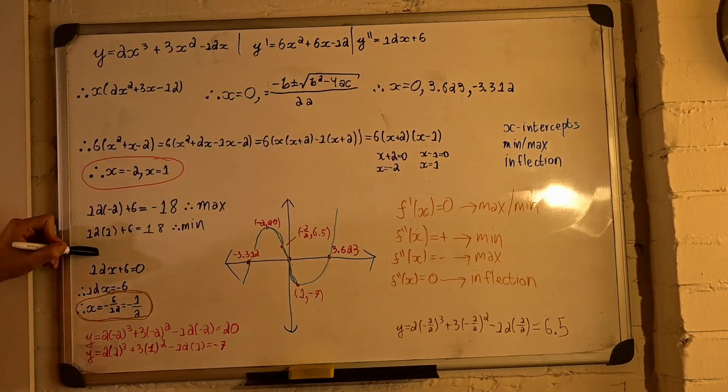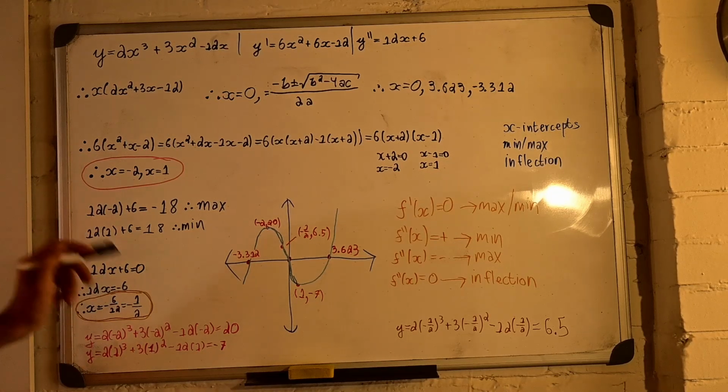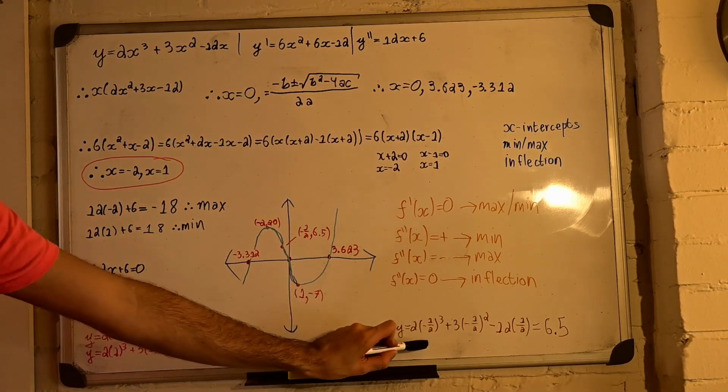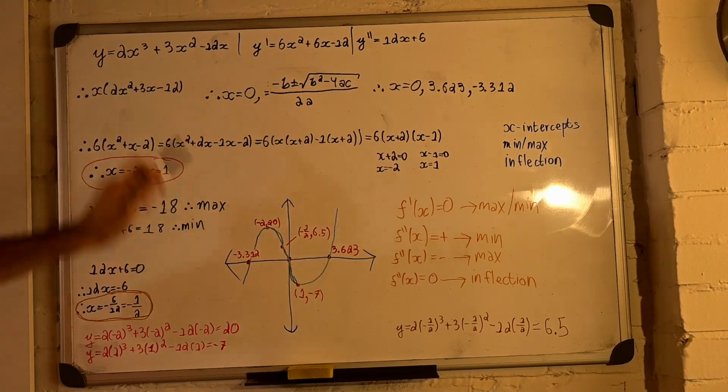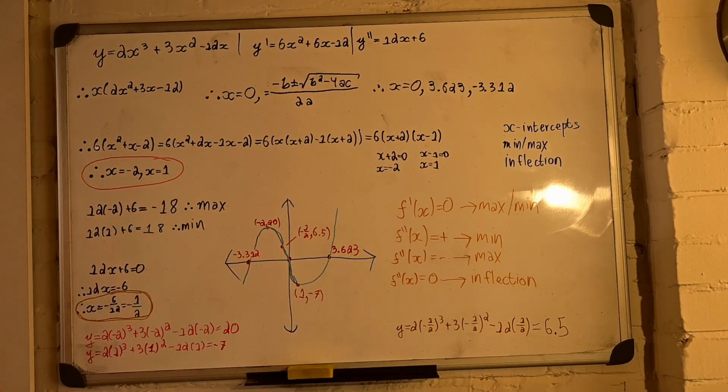I did it right here. 12x plus 6 is equal to 0. Move the 6 to the other side, and you get 12x is equal to -6. Divide both sides by 12, and you get x is equal to -6 over 12, or -1 over 2. That's the x value at which we find the inflection point. Then I plug that x value into our original equation and find the y value, 6.5. So at this point, we have everything we need: all 3 x-intercepts, both of the maximum and minimum, and the inflection point.